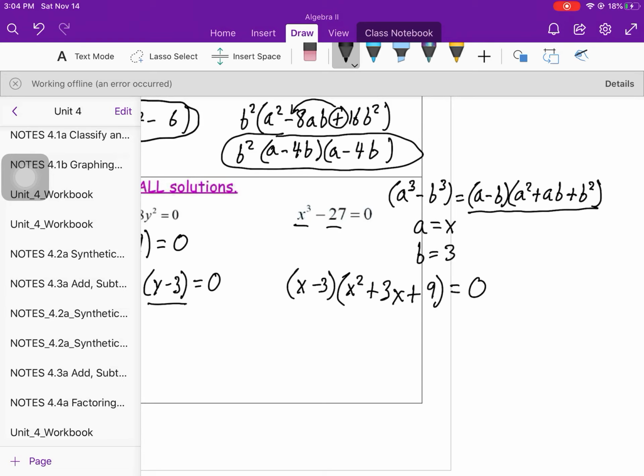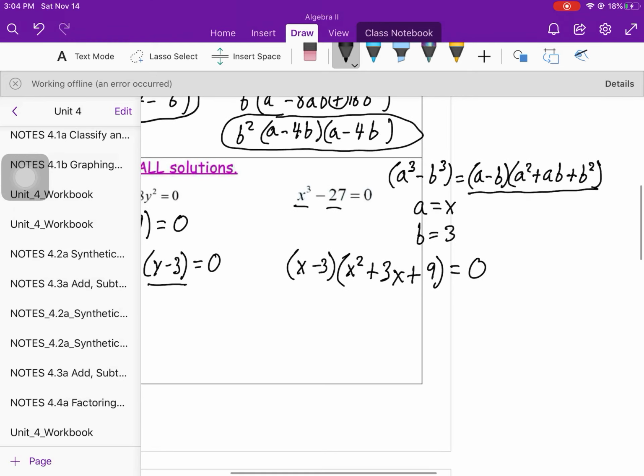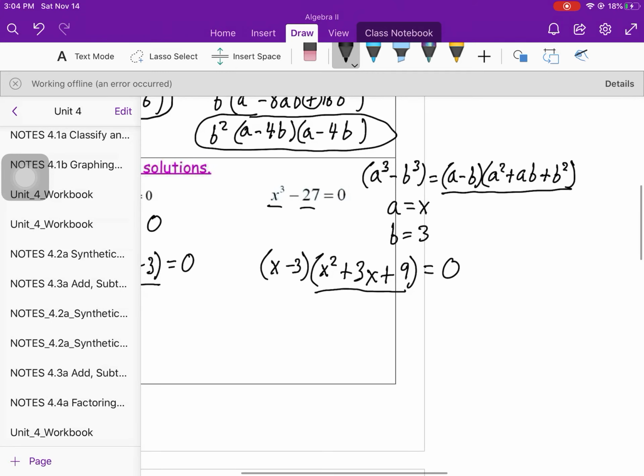Now that's not enough to finish. For this one, x minus 3, then x squared plus 3x plus 9. If you recall, we can't factor x squared plus 3x plus 9 any further. In order to solve for that one, we actually have to use the quadratic formula. Technically, we could do the difference of squares method too, but I'm assuming most people are going to want to use the quadratic formula for that problem. So let's go ahead and do it for this.